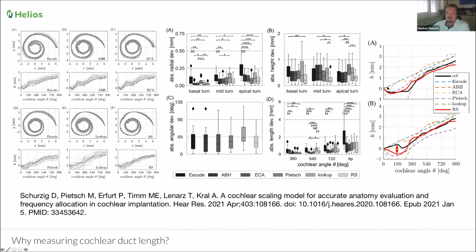it has fewer degrees of freedom. So the SQD model is here the blue line, and the black line is the real slope of the cochlea. And you see that the new RS model follows the actual parameters of the cochlea very well. And we hope that this RS model might be the engine of future AutoPlan versions.